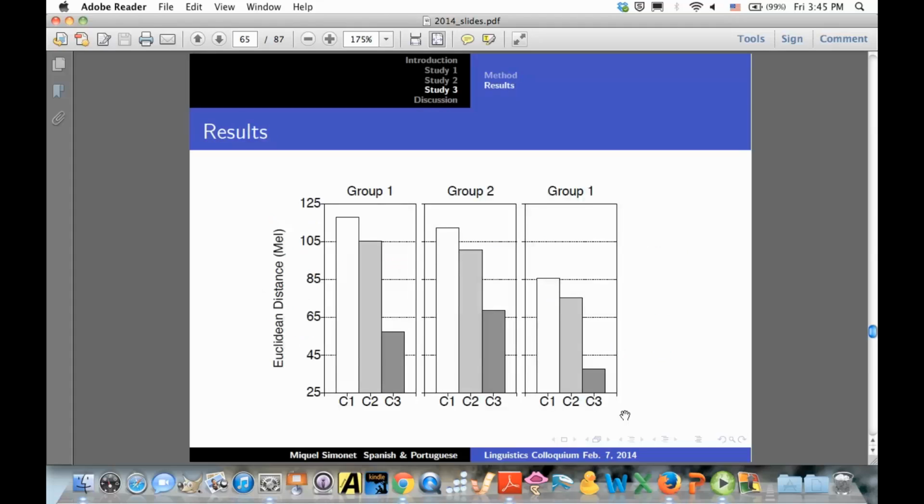And these are the results. Now, this is condition 1, condition 2, and condition 3, so Catalan, Catalan, Spanish. And this is the Euclidean distance, or the difference between the two vowels within the same word. Notice a few things. This is how much of a change there is between stressed and unstressed.